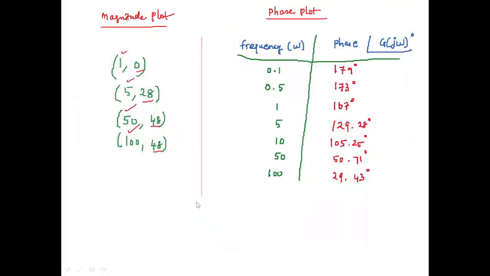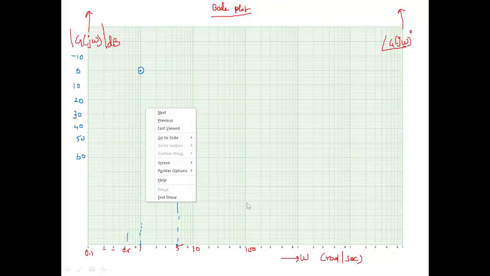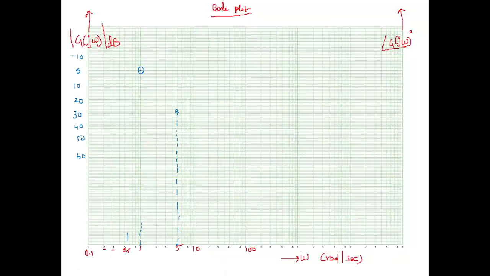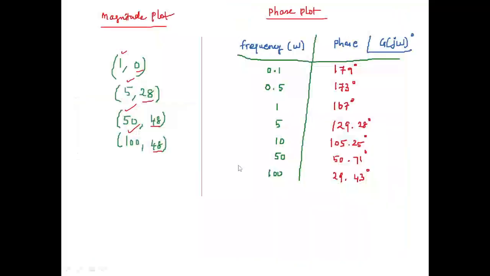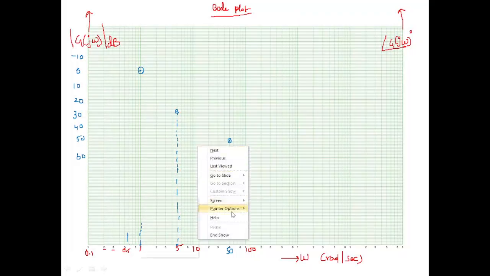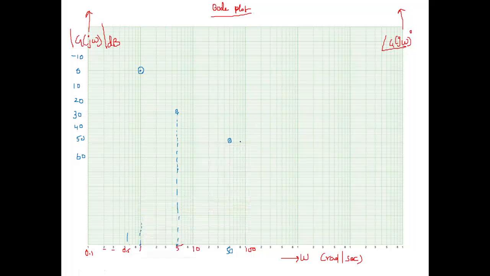Now the third point is 50 comma 48, right? We have to plot that value also. The values are 10, 20, 30, 40, 50, and this is 50 comma 48. Here the value is 40, so 48 may be over here. This is the 50 line, so the point may be over here. The next point is 100 comma 48. The same value is maintained for 100 also, so we don't need to go for another line. This is how we have to draw the magnitude plot.